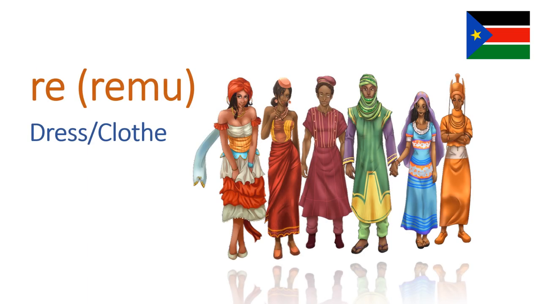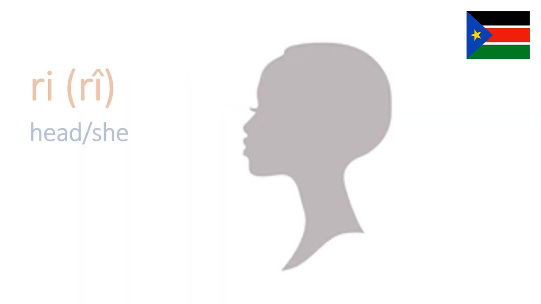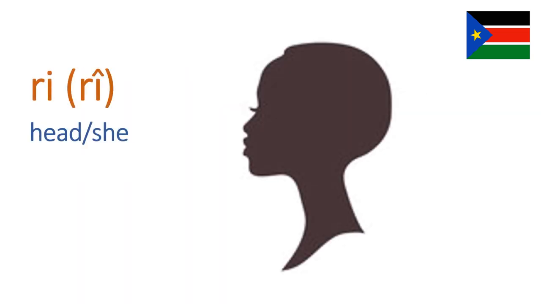Remo. Remo, that is a dress or a cloth. Li, li, that is head. It also means she. Lili, her head.